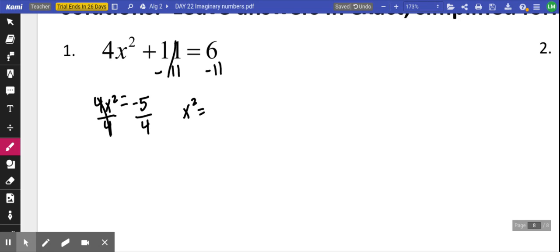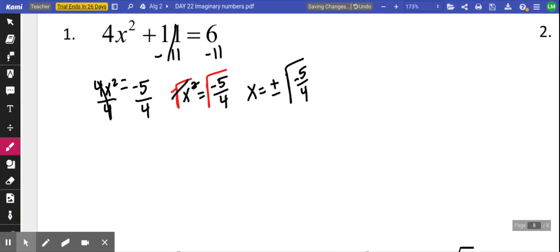x squared equals -5/4. At this point, start to recognize, hey, square root of a negative number, so this is going to be imaginary. All right, we get x equals plus or minus, don't forget that, the square root of -5 over 4. So a couple things here. I'm going to split up the top and the bottom, give them their own radical. So I get the square root of 5 on top, the square root of 4 on the bottom, and that negative becomes an i.